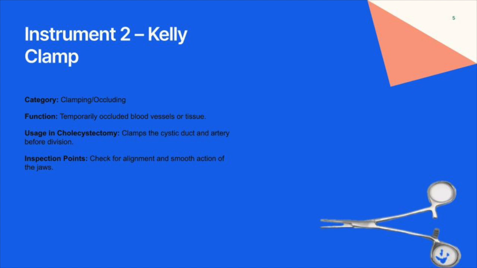Instrument 2: Kelly clamp. Its category: clamping and occluding. Its function: temporarily occludes blood vessels or tissue. Usage in cholecystectomy: clamps the cystic duct and artery before division. Inspection points: check for alignment and smooth action of the jaws.